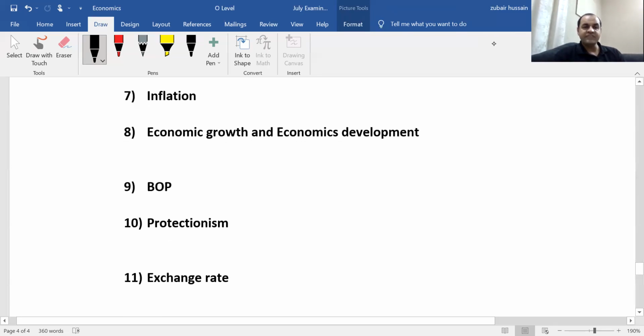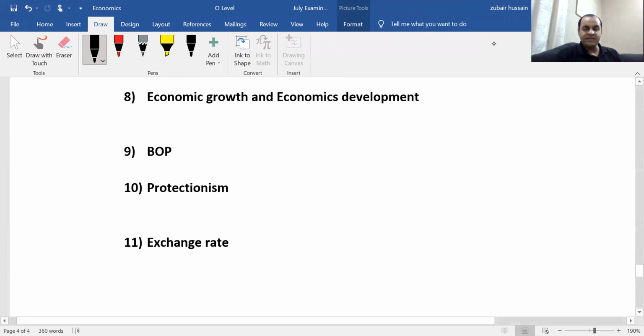Next topic is economic growth and economic development. Economic growth basically is a quantitative term, students. In economic growth, there is an increase of GDP in real terms, whereas economic development means an increase of the living standards of the people, an increase in the quality of life, education, etc.